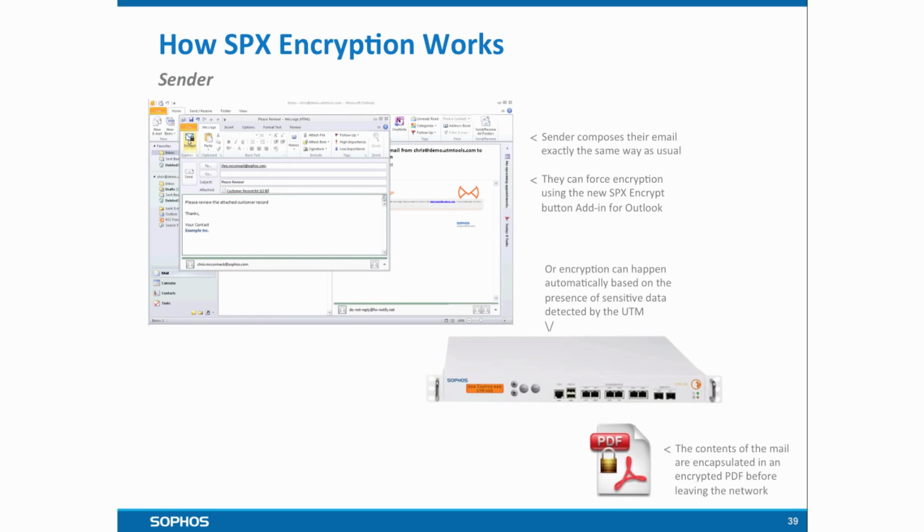The sender simply composes their email exactly the way they always have. If they want, they can force encryption by clicking a button in the toolbar that's available with our add-in for Outlook. Alternatively, the encryption can happen automatically based on the presence of sensitive data detected by the UTM in the email or attachments. If a DLP rule is triggered by content in the email or the attachments, the UTM can encrypt the email automatically, which packages everything up into a simple encrypted PDF.